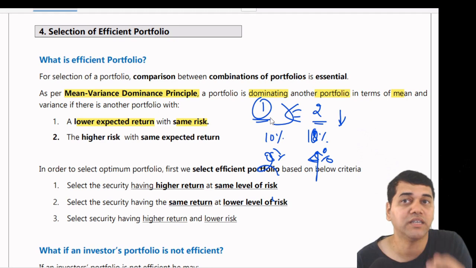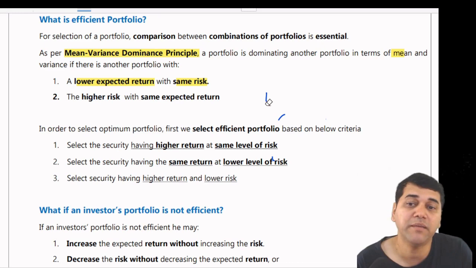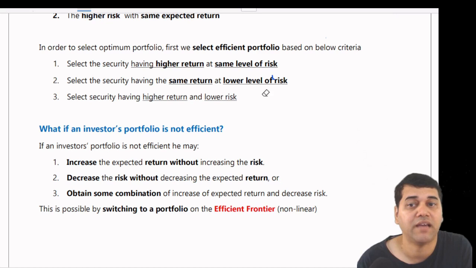So to select the efficient portfolio, what do you need to do? First, select the security having high return with the same level of risk, or the same return with a lower level of risk, or say high return for a low level of risk.